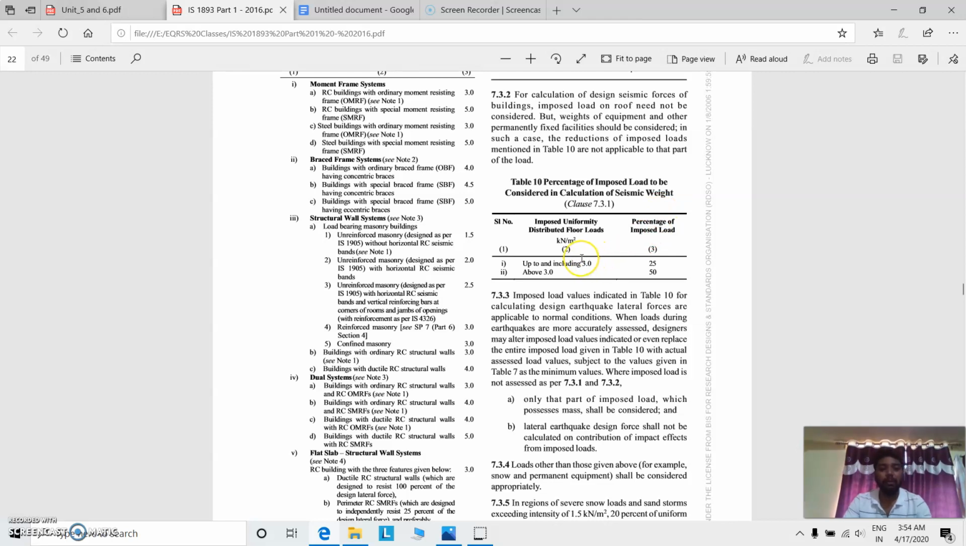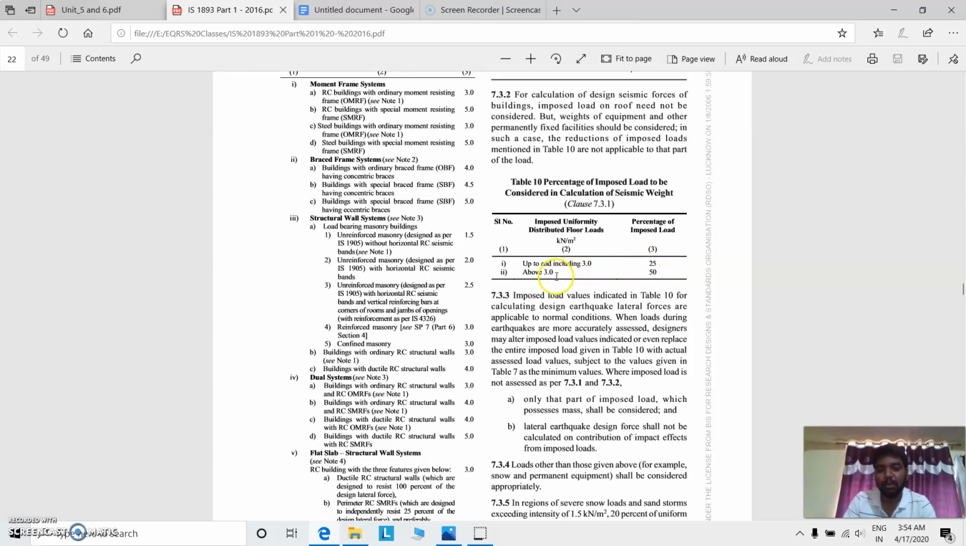So here the live load need not be considered completely. When the floor is loaded with 3 kilonewton per square meter, in that case we have to consider the total live load on the structure as 25% of the total floor loads.